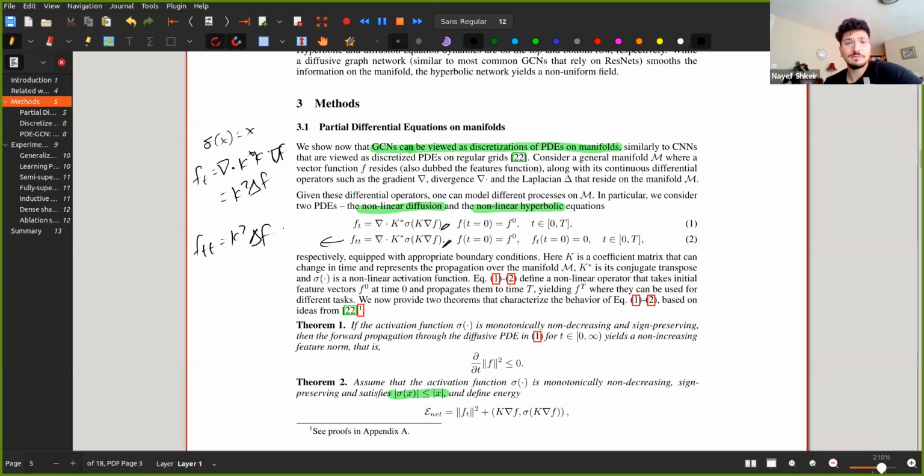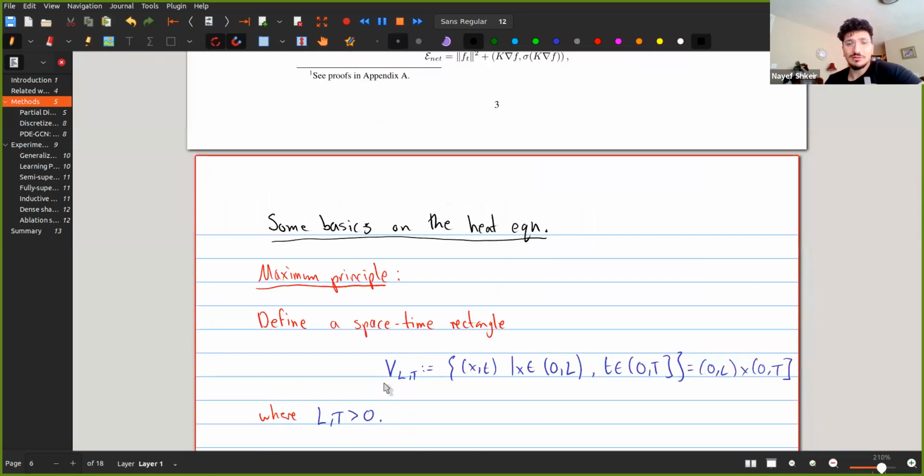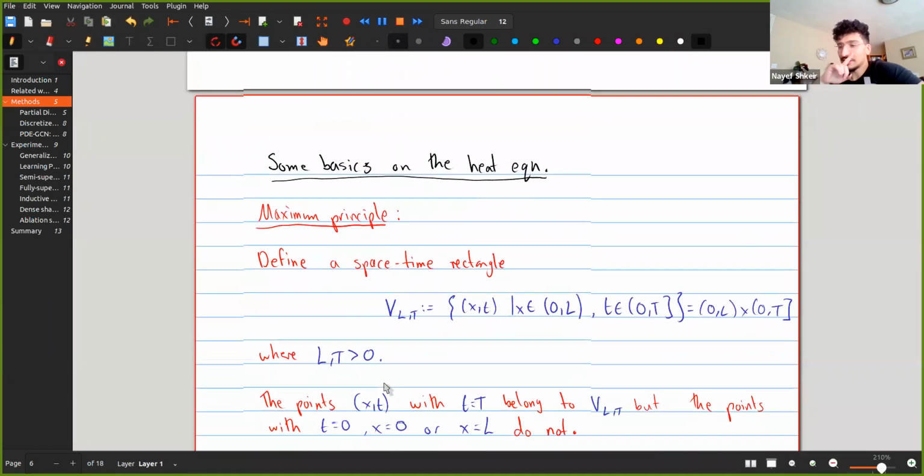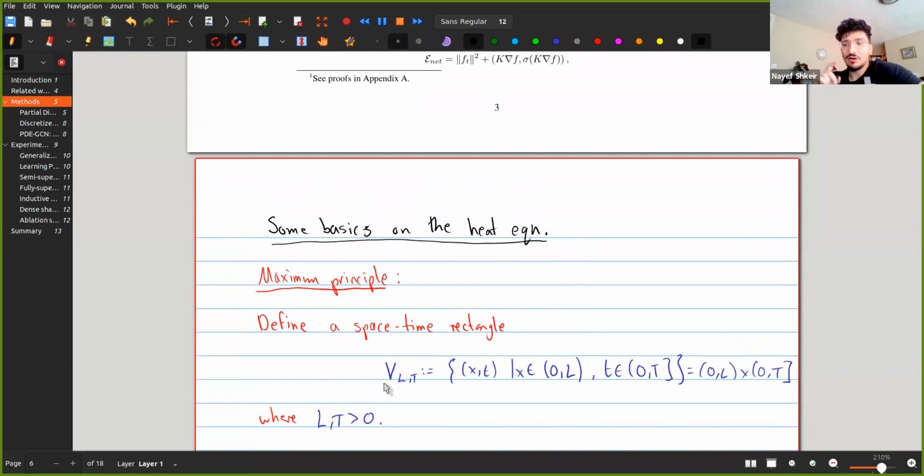So these are the two main systems that they're looking at here. Before we get into these two theorems, I thought it might be good to go over the main ideas and why these two equations are important in this case. So some of the basics for a heat equation. The main idea is the heat operator.